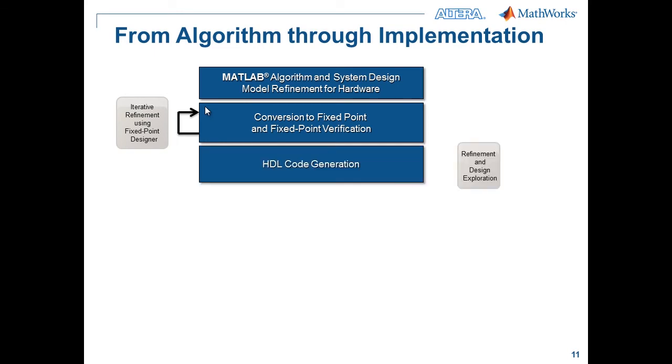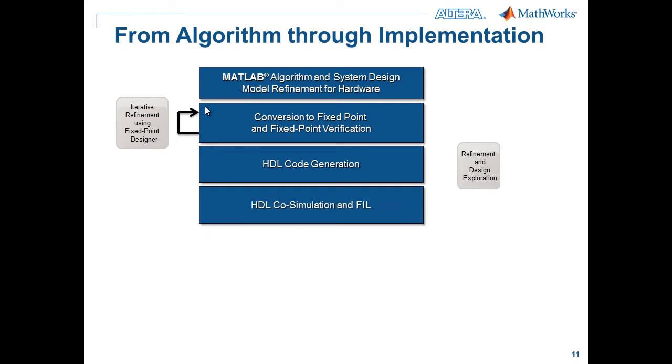Once the fixed point design has been verified to your satisfaction, the next step in the flow is to go through HDL code generation. So this is the point where maybe we will target some hardware-specific optimizations like memory mapping, registering, pipe stage insertion, loop unrolling, and hardware-specific kinds of optimizations.